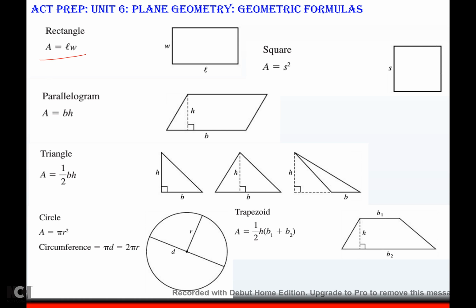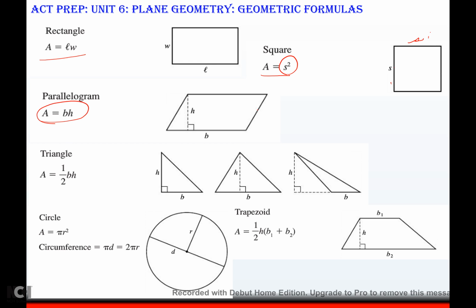To find the area of a rectangle, it's length times width, base times height. To find the area of a square, it's just sides squared because those are equal sides. So it's still length times width, but because in a square sides are equal, it's the length times the length, which is length squared. A parallelogram is also base times height.